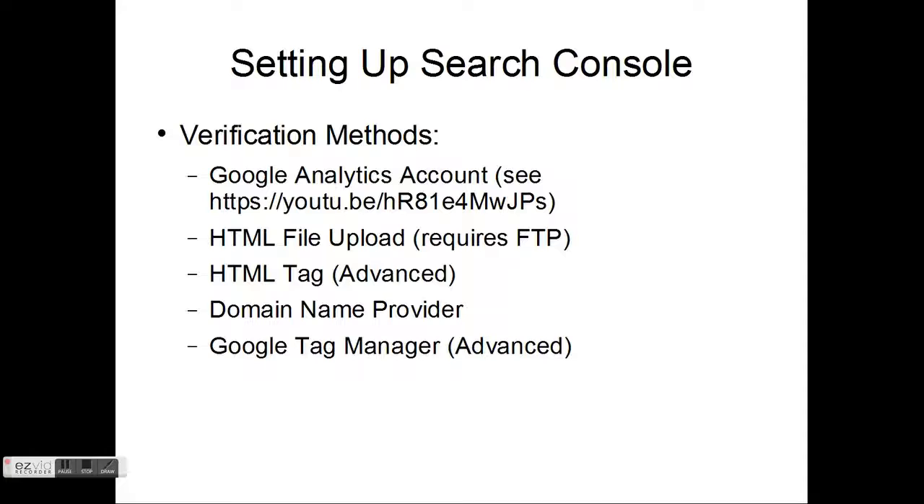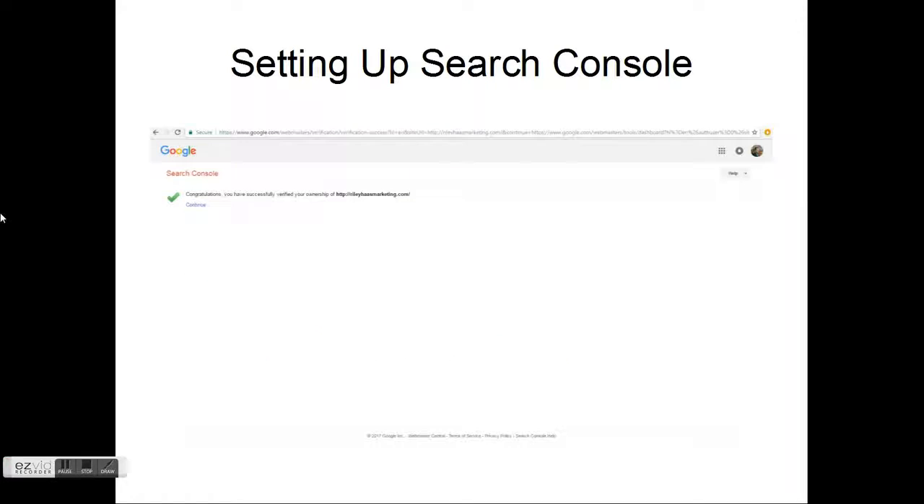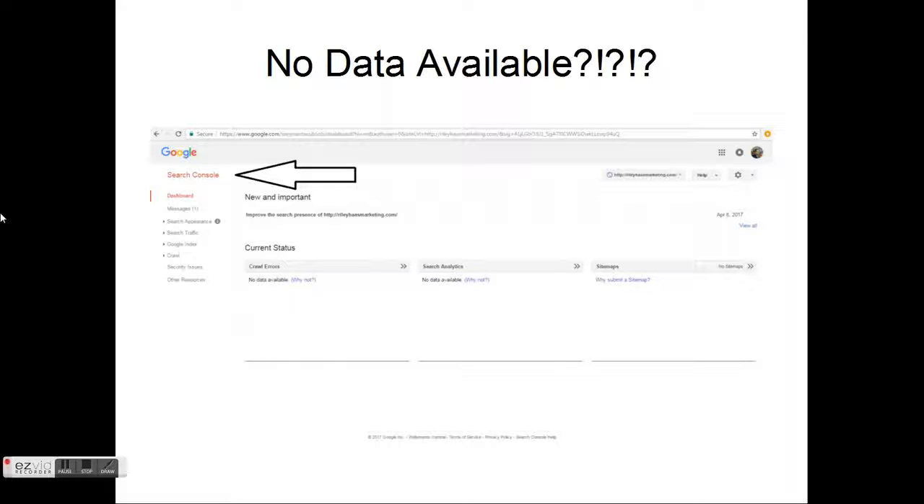HTML tag requires a plugin on WordPress. Domain name provider requires that access. And Google Tag Manager is complicated. So you should use your analytics account rather than any other method. See? Simple. You just get a green check mark. But there's no data available.